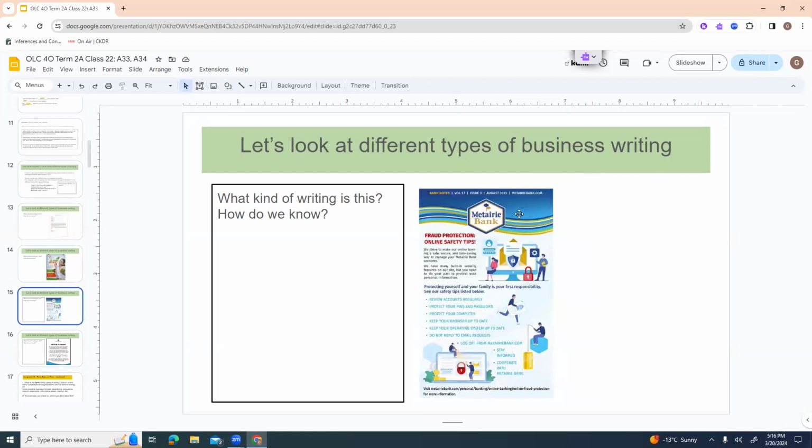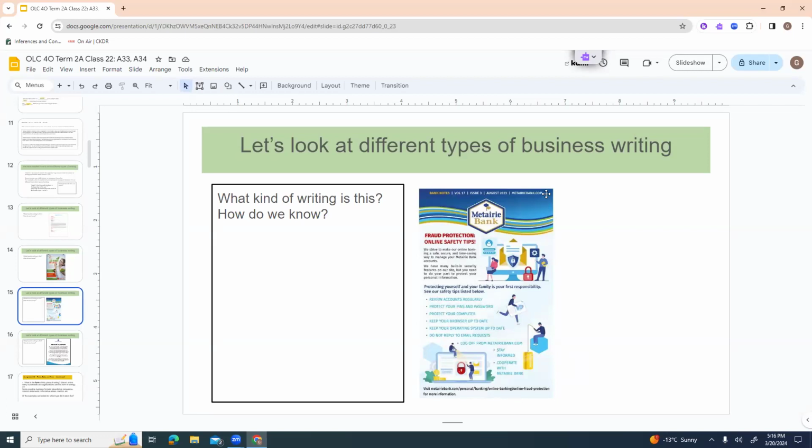This is talking about Metier Bank, fraud protection, online safety tips, protecting yourself and your family is your first responsibility. Here are safety tips about reviewing your accounts regularly, protecting your computer. I would say this might, oh, look up top. It's got Banknotes, Volume 17, Issue 3. This looks like it's some sort of business newsletter, right?